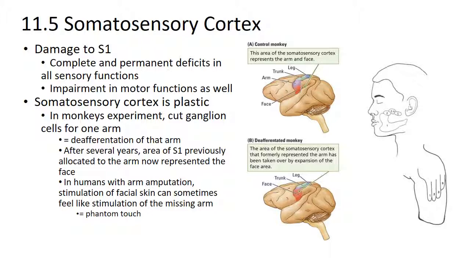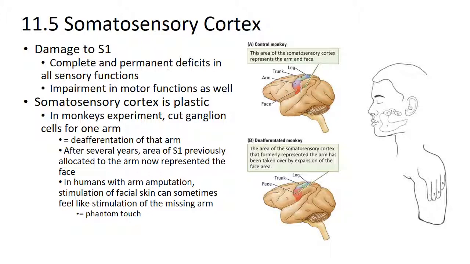However, the somatosensory cortex is plastic, just like the motor cortex. In this monkey experiment that was described in your book, researchers cut the ganglion cells for one arm, which created deafferentation of that arm, meaning there was no sensory input coming to the cortex from that arm. After several years, the area of S1 that was previously allocated to the arm now represented the face. So it was a demonstration of the plasticity of the cortex: the arm was no longer needed, so the face took over, and there's a larger part of the somatosensory cortex that codes for the face.